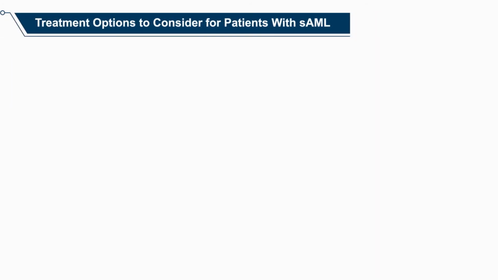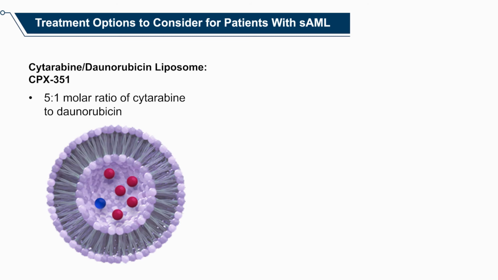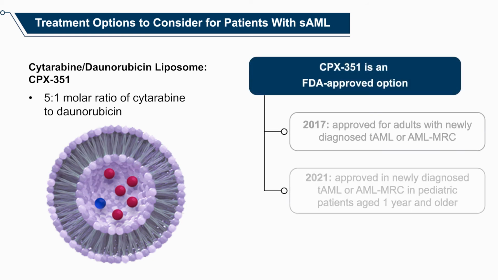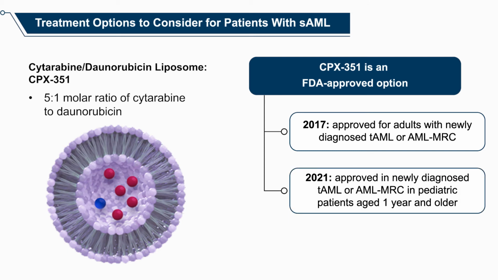Okay, so now that we've confirmed the diagnosis of acute myeloid leukemia with myelodysplasia-related changes for our patient, what are some of the treatment options that we can consider for this case of secondary AML? So CPX-351 is a liposomal formulation of cytarabine and daunorubicin. It was approved by the FDA in 2017 for adults with newly diagnosed therapy-related AML or acute myeloid leukemia with myelodysplasia-related changes, and more recently in 2021 in the pediatric patient population that are aged 1 year or older.